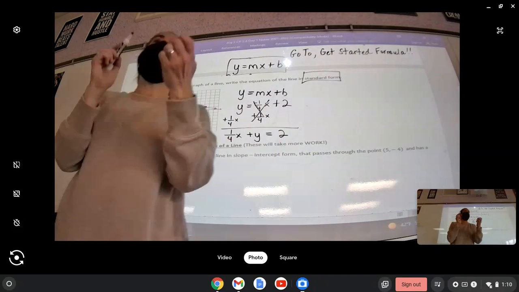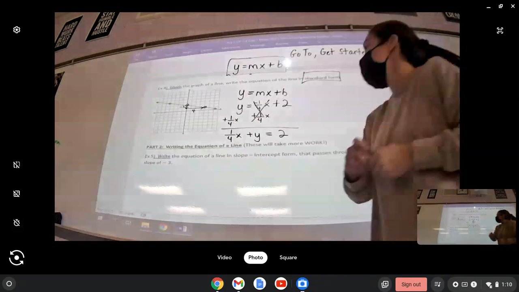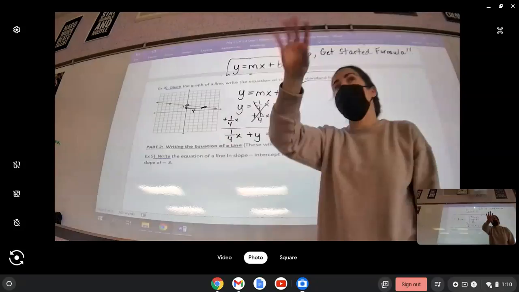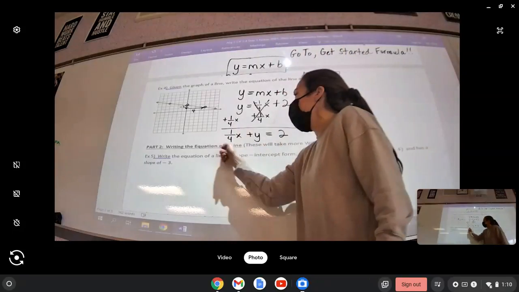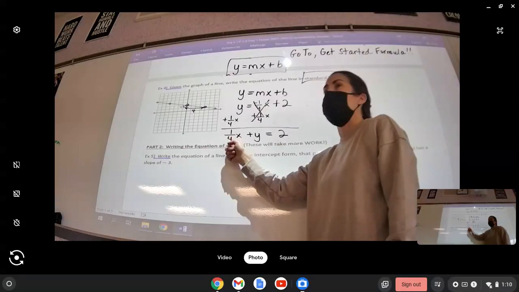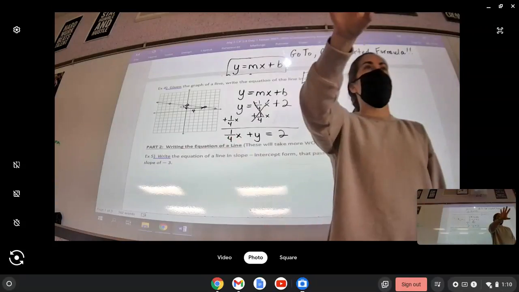Now we have the positive 1/4 x that we move over, plus the y that was already there, and it equals, who's the only number over here? 2. Okay. 2 conditions have to be met to be in standard form. Number 1, and we practiced this in the warm-up yesterday if you weren't here. The number in front of x has to be positive. Is it already positive? So that's one less thing we have to worry about.